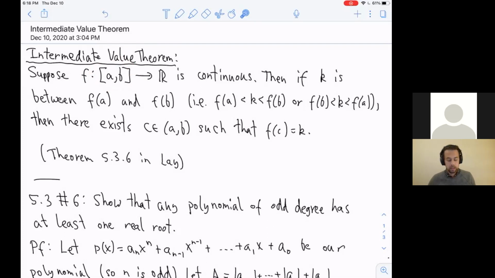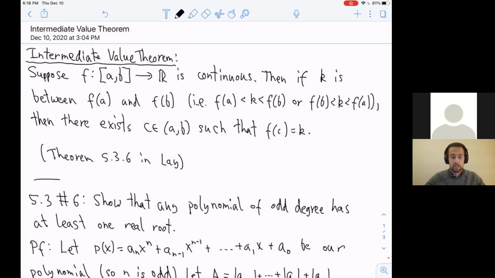f is continuous. Okay, so then if k is between f(a) and f(b), in other words, if f(a) is smaller than f(b), k is in between them like this, or if f(b) is smaller, it's in between them like that. Then there exists some c between a and b such that f(c) equals k. So this is the intermediate value theorem as we've learned in lecture. And this is theorem 5.3.6 in Lay if you want to look that up.